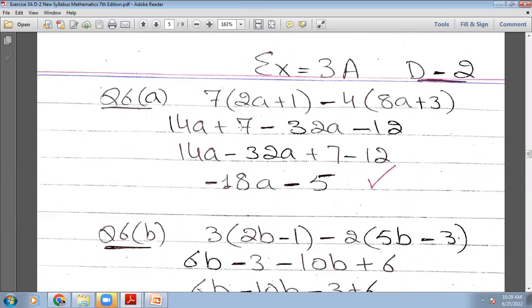So it will become 14a plus 7. This will become minus 32a, and this will become minus 12. So arrange the like terms together. 14a minus 32a plus 7 minus 12. So it will be minus 18a, and it will be minus 5.